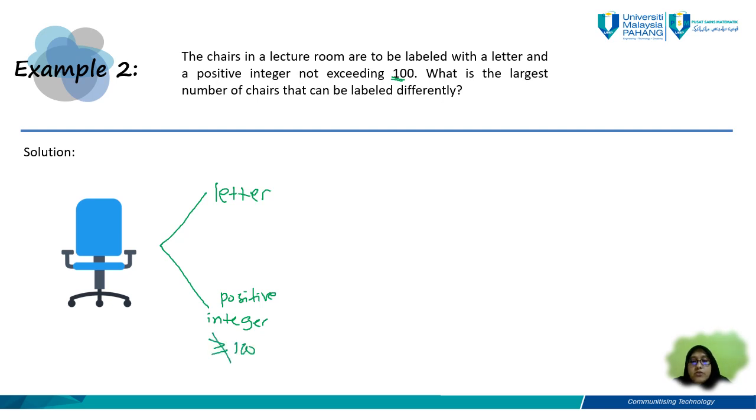Okay, so from here, how many letters do we have? We start from A, B, C until Z, so we have 26 letters. Okay, so now, how about the integers? The positive integers start from 1, 2, 3 until 100. We will stop at 100 because the condition says it must not be more than 100. So what is the total number? We have 100 numbers.